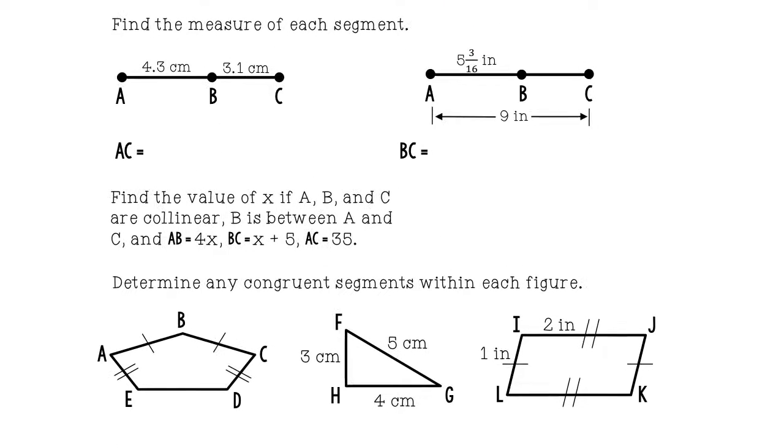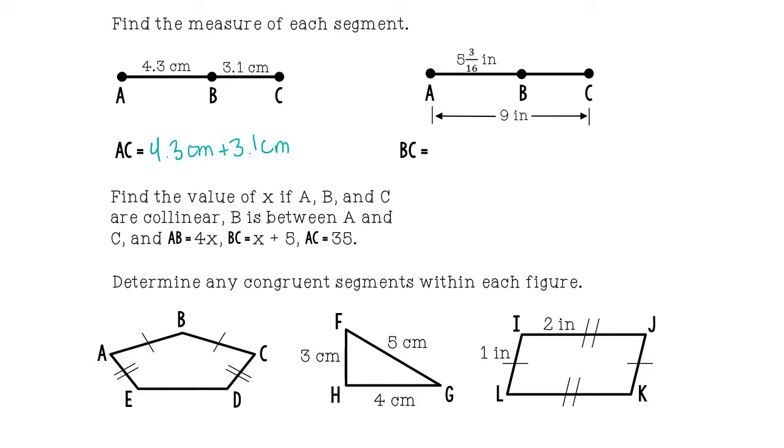Find the measure of each segment. Let's move down here. We have AB is 4.3 centimeters and BC is 3.1 centimeters. So to find the measure of AC, we're going to take AB plus BC and get 7.4 centimeters. And yes, it's just that easy.